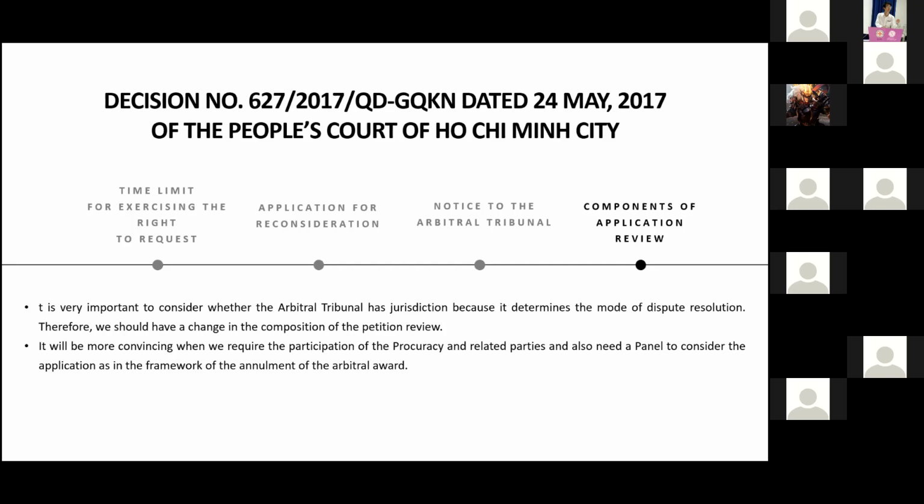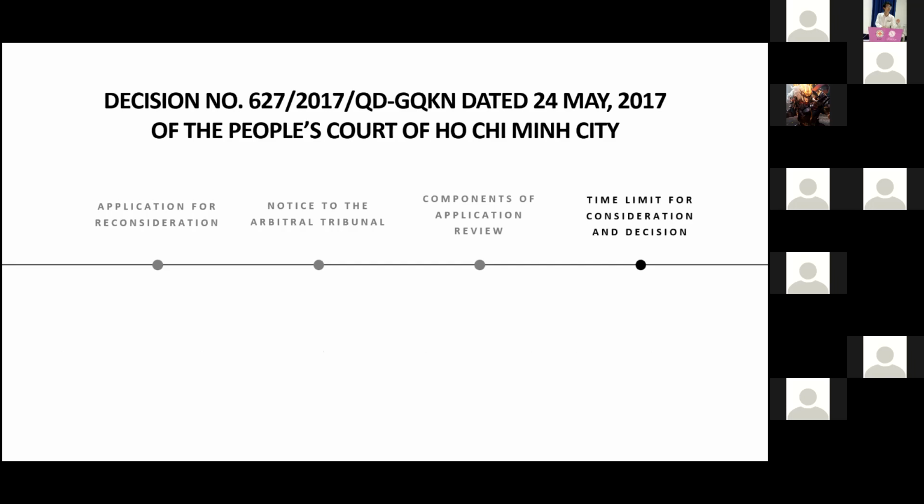When the court determines that the arbitral tribunal has no jurisdiction, the content of the dispute will not be resolved by the arbitral council. The time limit for consideration and decision in clause 4, Article 44 is simply 10 working days from the day of the assessment, and the judge must consider and decide. So the deadline is very limited, only 10 working days. The judge must consider and decide it.